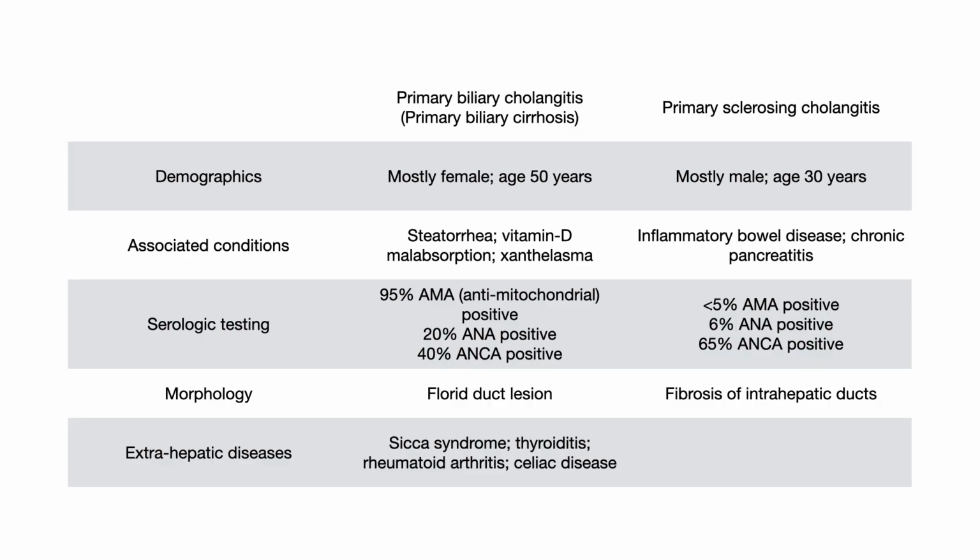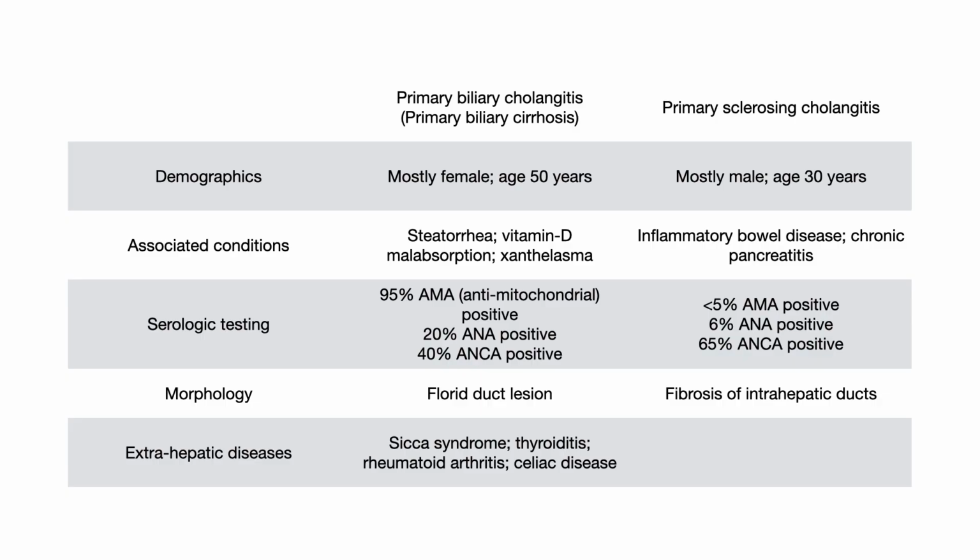vitamin D malabsorption. Primary sclerosing cholangitis is associated with inflammatory bowel disease, and sometimes they can develop chronic pancreatitis as a result of the cholangitis. With primary biliary cholangitis, the classic antibody is anti-mitochondrial. You can see there 95% are anti-mitochondrial antibody positive. You can also see anti-nuclear and ANCA. With primary sclerosing cholangitis, a fair number have ANCA, but you don't see the anti-mitochondrial.